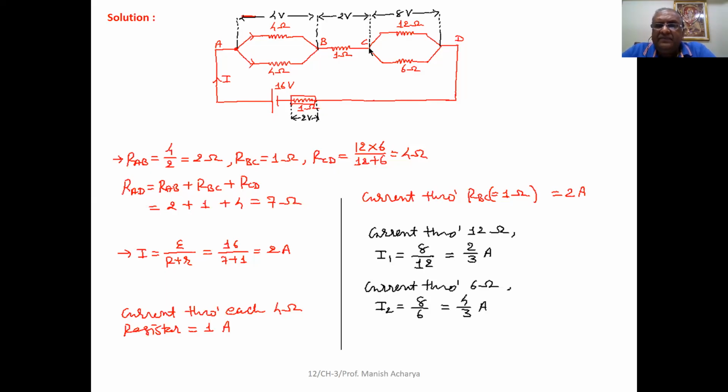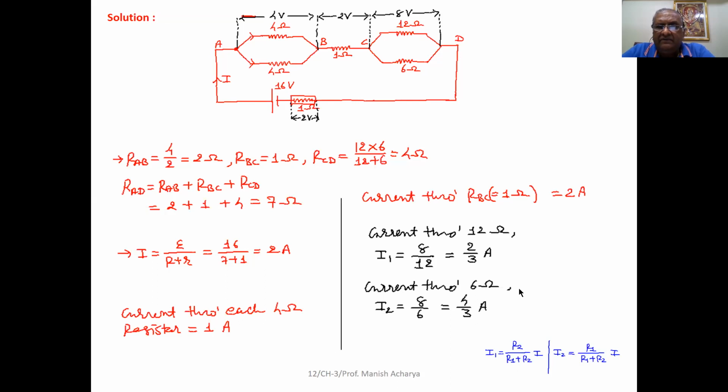Say here across CD, the potential drop of 8 volt is what we calculated here. And therefore, we calculated the current through 12 ohm and 6 ohm. But suppose this potential drop across this combination is not known, but the total current here, that is 2 ampere, means the total current, is known. Then how will this total current be distributed in both the resistors?